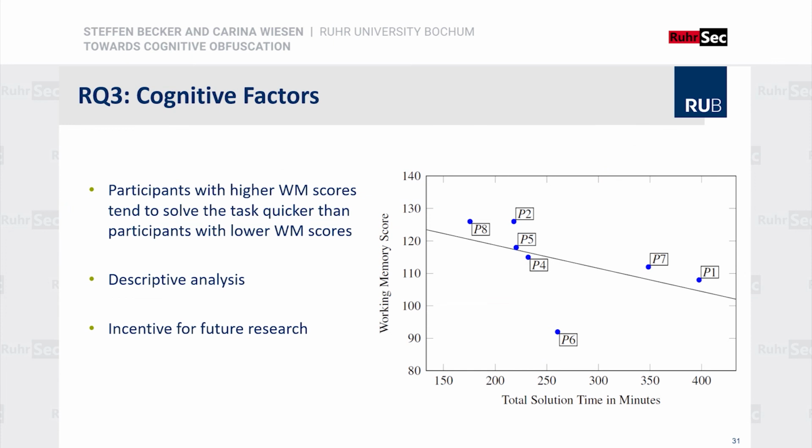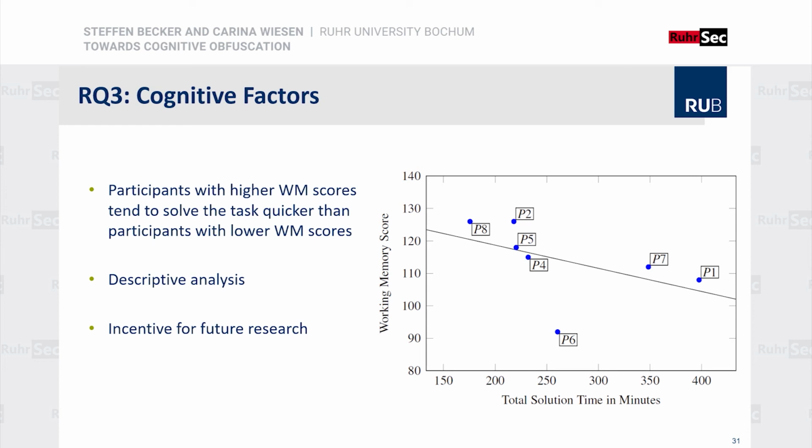Next, we would like to present one interesting finding with regard to research question 3, where we investigated the cognitive factors playing a role for the success of hardware reverse engineering. The descriptive data shows that participants with higher scores in working memory tend to solve the task quicker than participants with lower working memory scores. There appears to be one outlier in the data, which is discussed in our paper.